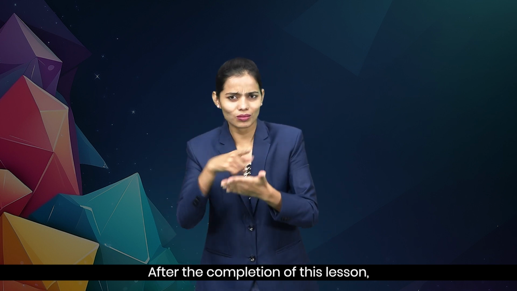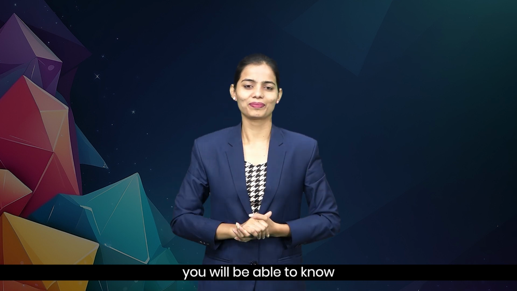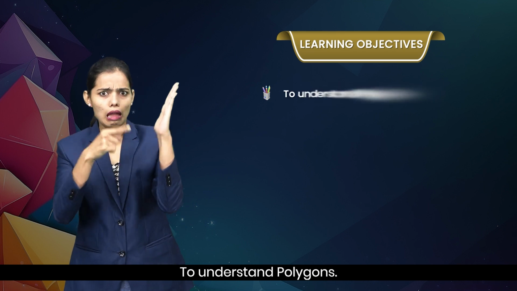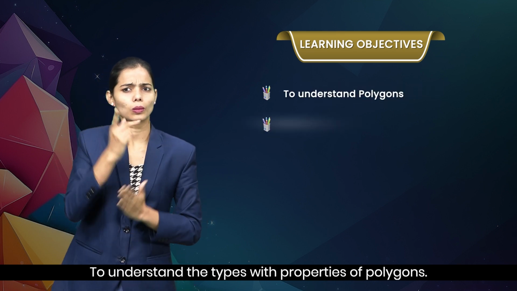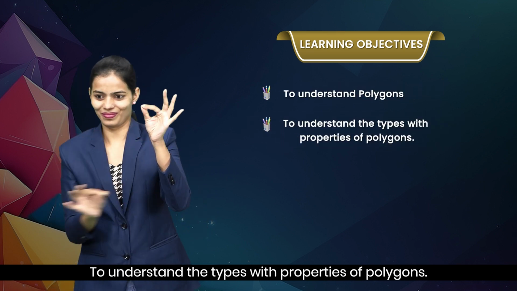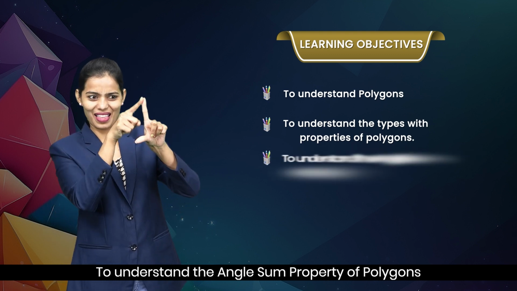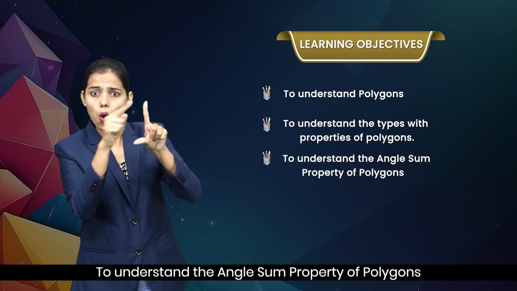After the completion of this lesson, you will be able to know the learning objectives: to understand polygons, to understand the types with properties of polygons, to understand the angle sum property of polygons.